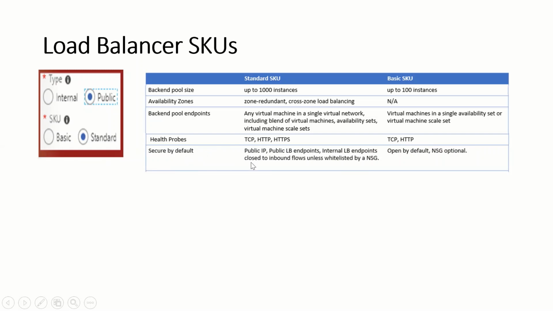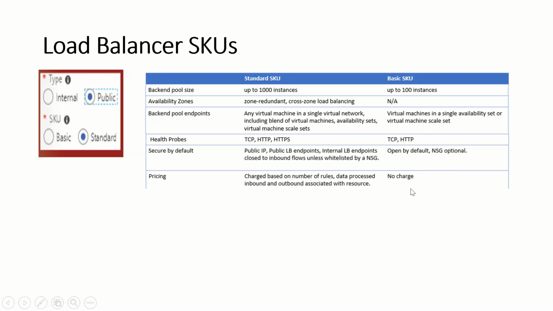Talking about security, your standard SKU is secure by default. The public IP, public load balancer endpoints, and internal load balancer endpoints are by default closed to inbound flows unless you whitelist them with the help of a network security group. While in basic SKU load balancers, all these endpoints are open by default. You can use an NSG, but it's optional. Then pricing.